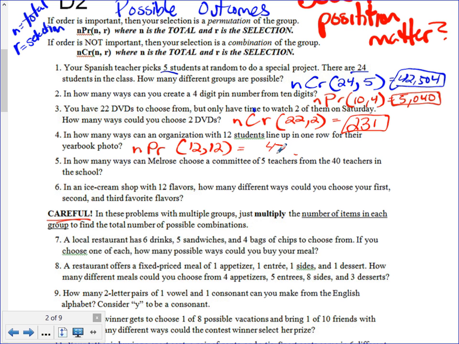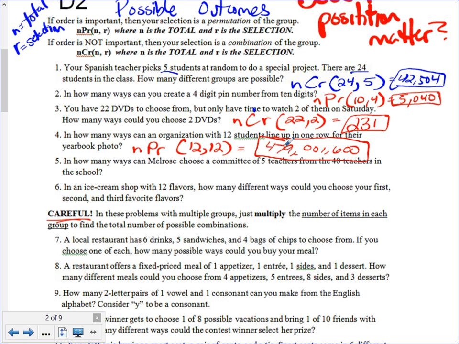Let's see if I remember it from memory. 0, 0, 1. Is that right? I just calculated that in my head. No. I did not. I remembered it from first period.